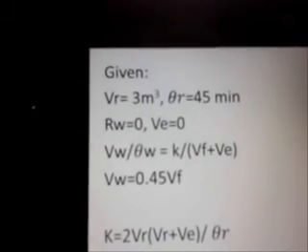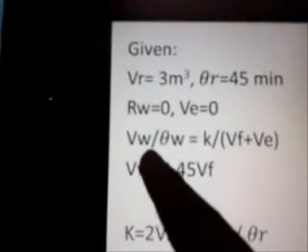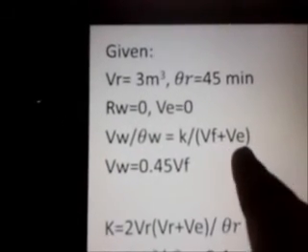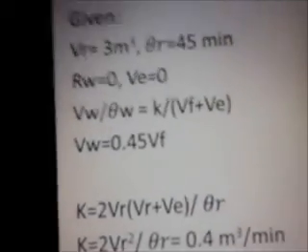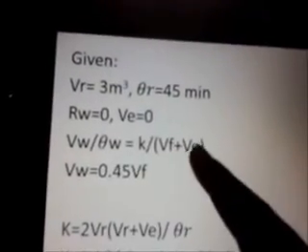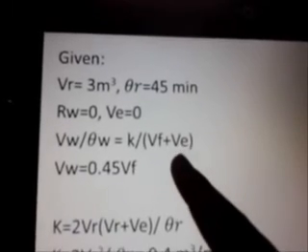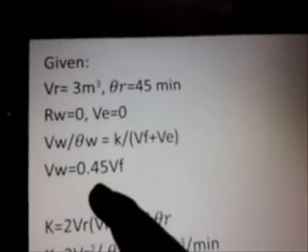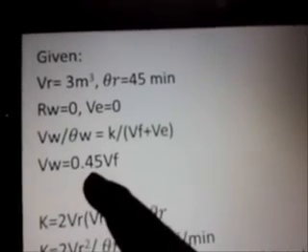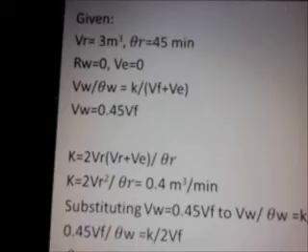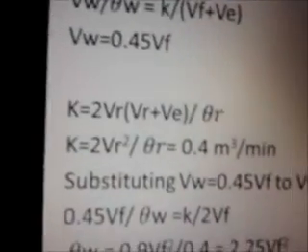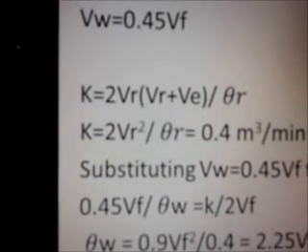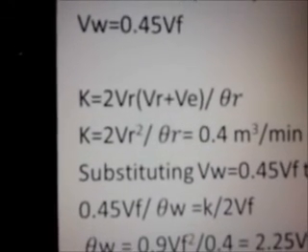So there is a formula there. Vw all over theta W is equal to K all over Bf plus Ve. So we know that Ve plus Vf, so this is 0. So we will now have the value of Ve. So Vw is equal to 0.45 Bf. And then the other formula here is K is equal to 2Vr, quantity Vr plus Ve all over theta R.